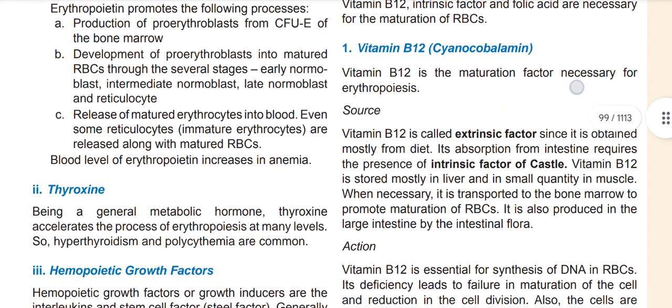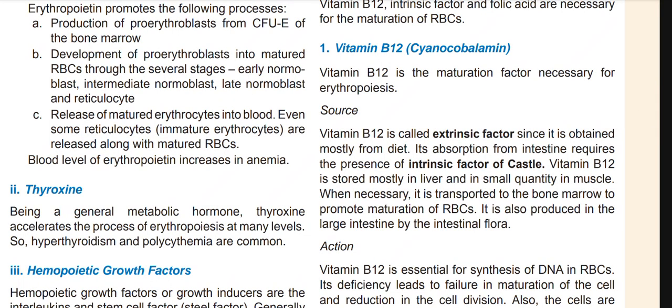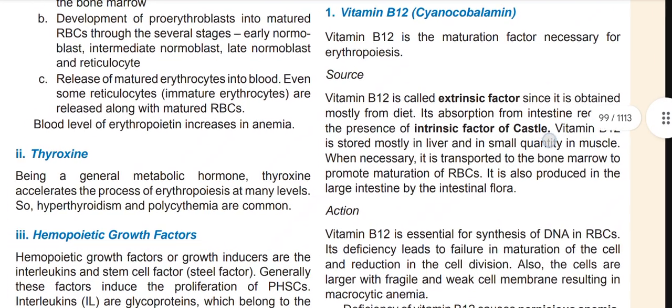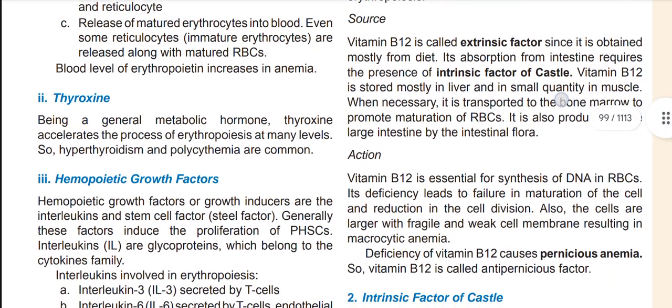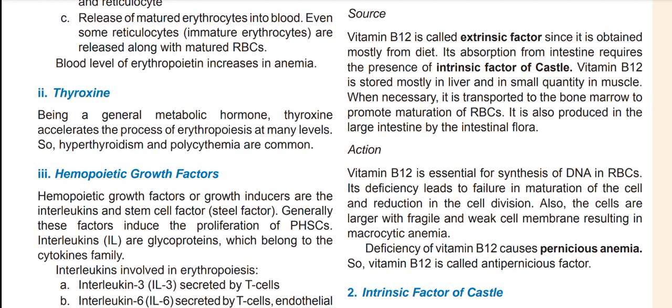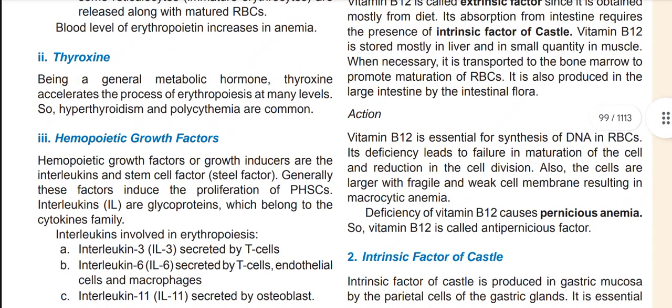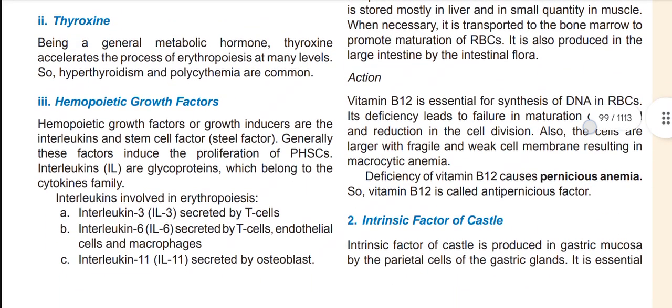Next, thyroxine. Being a general metabolic hormone, thyroxine accelerates the process of erythropoiesis at many levels. So hyperthyroidism and polycythemia are common. Next, hemopoietic growth factors. Hemopoietic growth factors or growth inducers are the interleukins and stem cell factor.